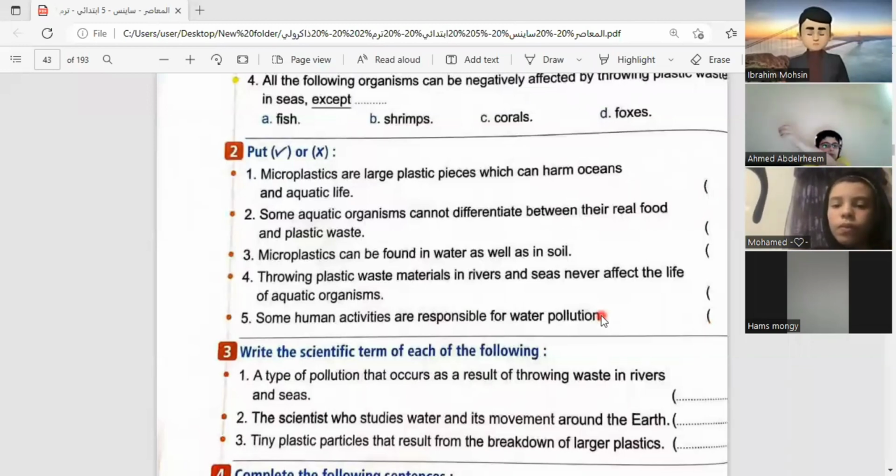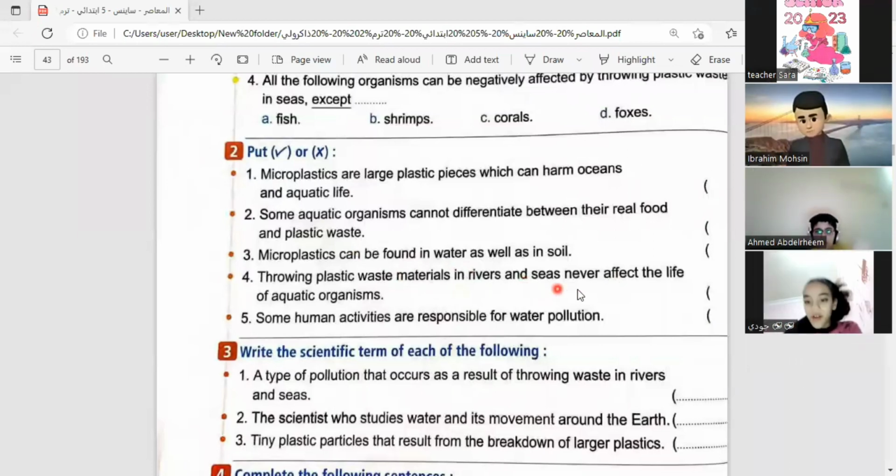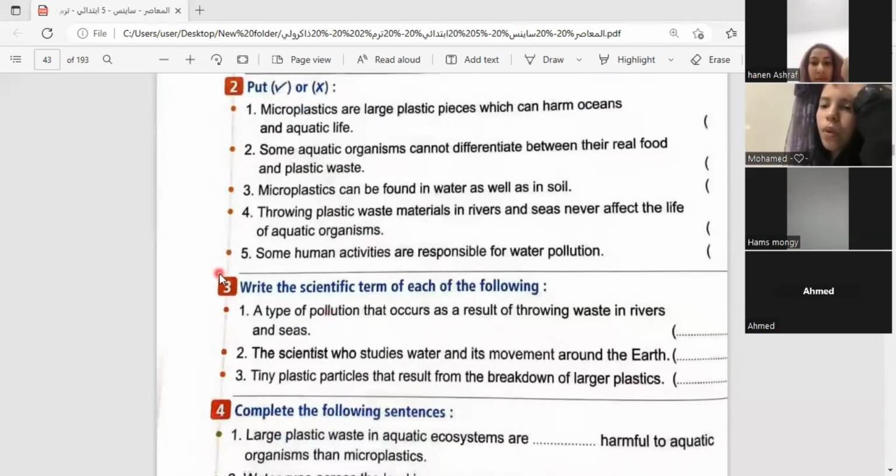Number 4: throwing plastic waste materials in rivers and seas never affects the life of aquatic organisms. False, because it can affect the life of aquatic organisms. Number 5: some human activities are responsible for water pollution. True. Write the scientific term of each of the following.